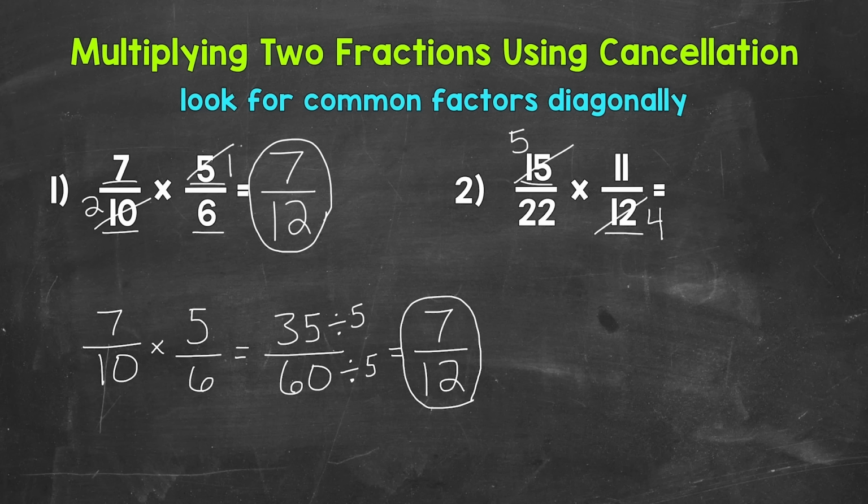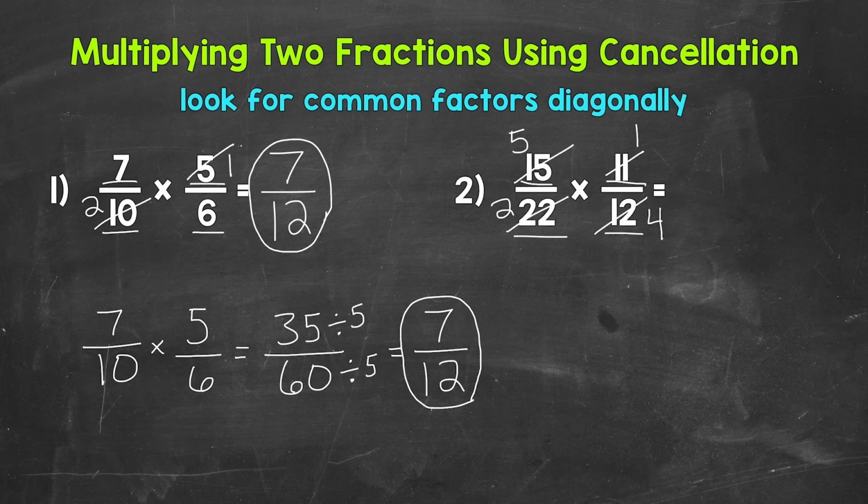Now let's take a look at 22 and 11. Are there any common factors other than 1 between 22 and 11? Yes, 11, and 11 is the greatest common factor. So let's divide 22 by 11. That gives us 2. And then 11 divided by 11, that gives us 1. Now we can multiply straight across, and you can see that we have much simpler and easier numbers to work with when we multiply straight across.